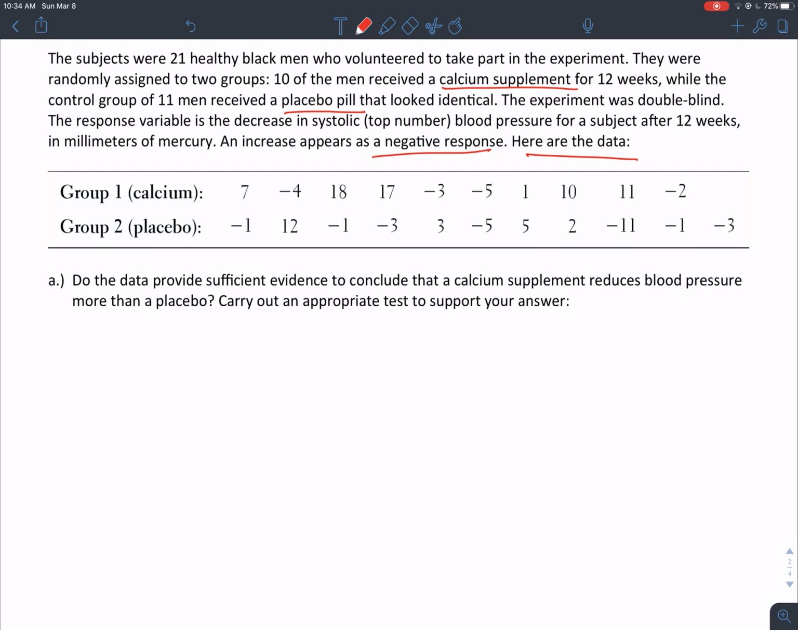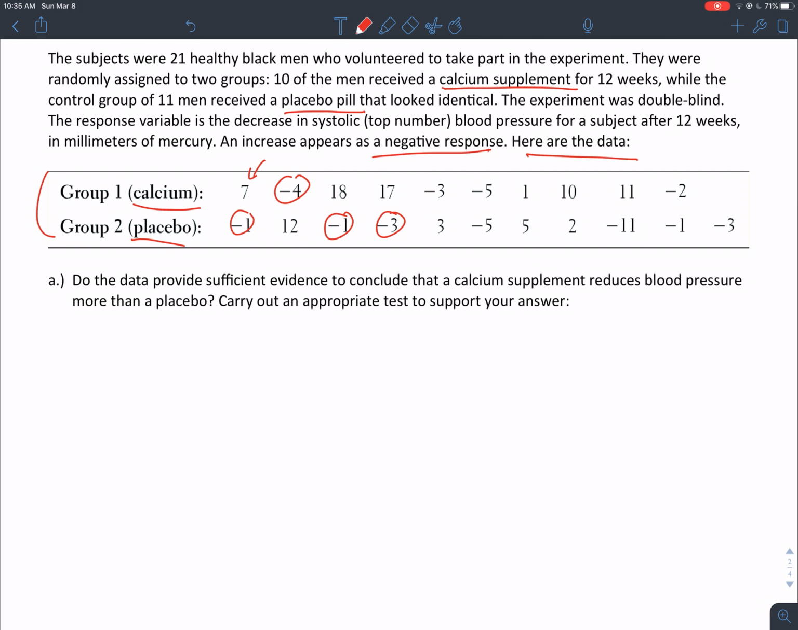All right. So there's our data. The calcium group, the placebo group, 10 calcium people, 11 placebo people. All right, and here are their responses. So the negative numbers here means their blood pressure actually went up. 0 would mean it stayed the same, and a positive number means a decrease. So this is 7 millimeter decrease in mercury. Okay, yeah, that's it. So it's a bit tricky. Any case, it says, do the data provide sufficient evidence to conclude that calcium supplement reduces blood pressure more than placebo?